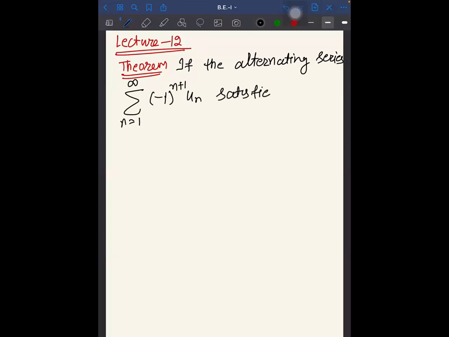Satisfies the three conditions, right? If a given alternating series has these three blessings, you know those blessings, right? Un should be positive, un should be decreasing, and limit n tends to infinity, un should be 0. Then three conditions for all n greater than equal to some number, say n, right?